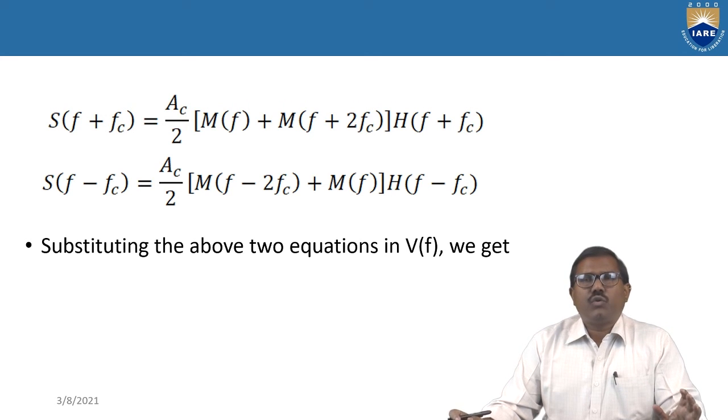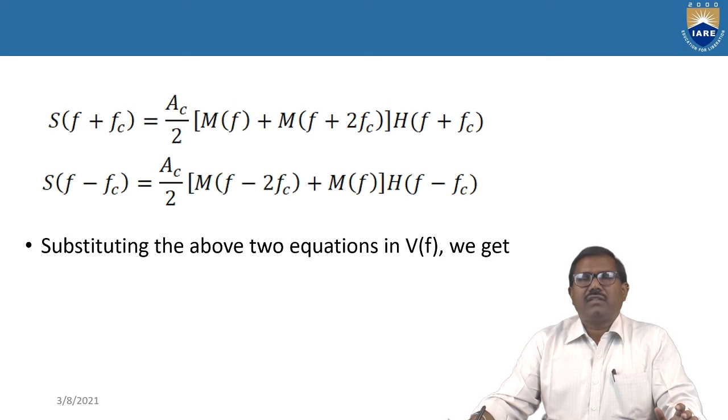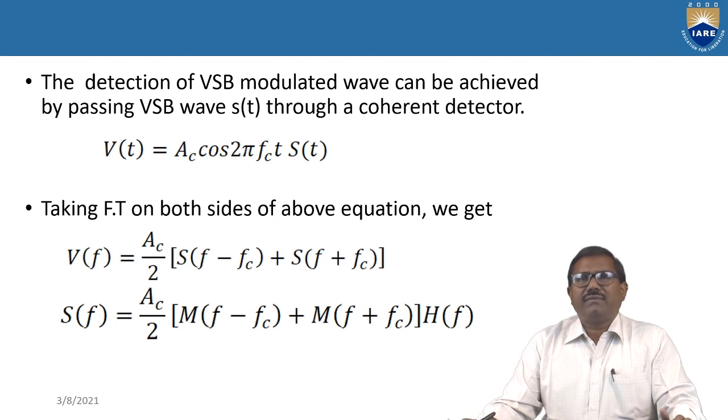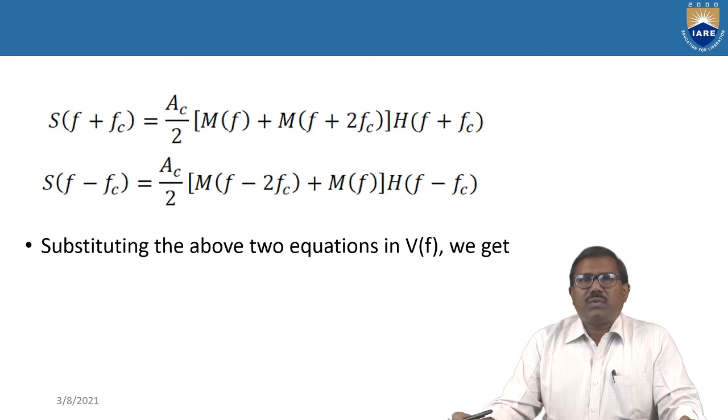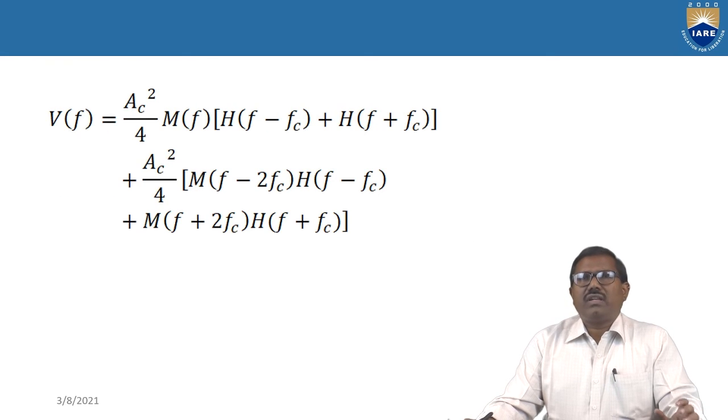So substituting the above two equations in V of f, we're having AC by 2 of S of f minus fc. So we know the S of f minus fc term, and we know the S of f plus fc term. In place of f, you can substitute that we're having S of f plus fc and S of f minus fc. So finally you can substitute these two equations in V of f.